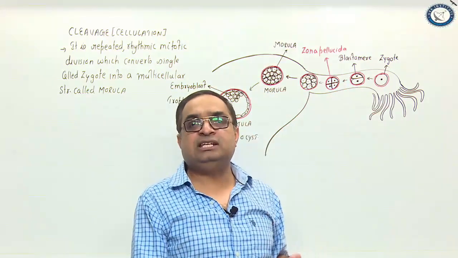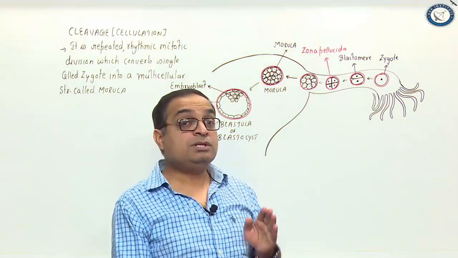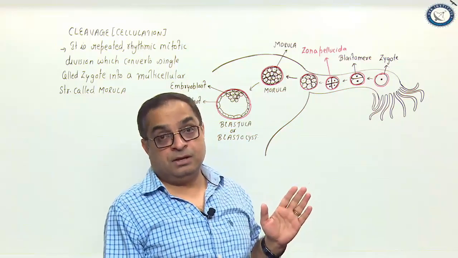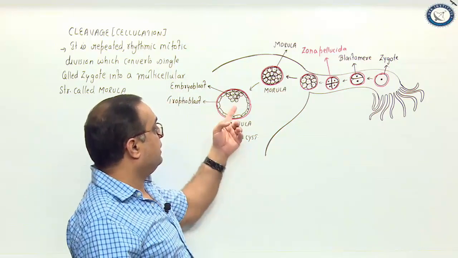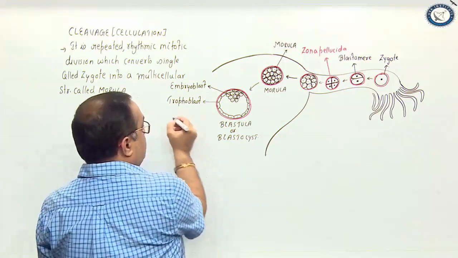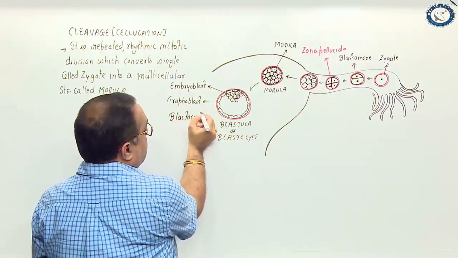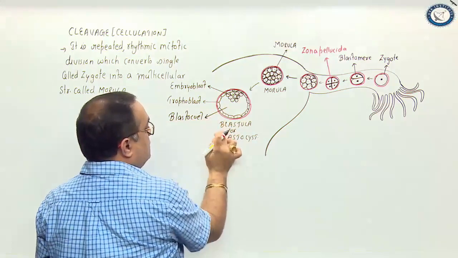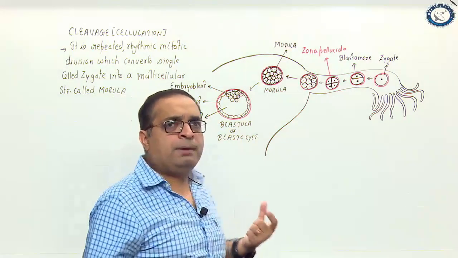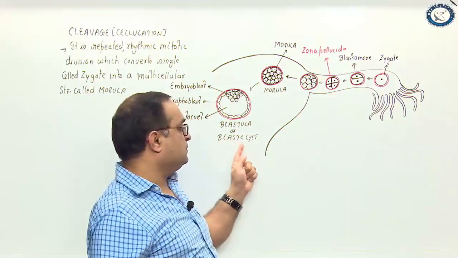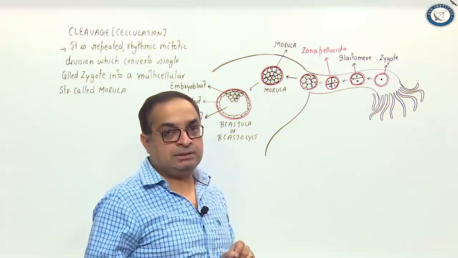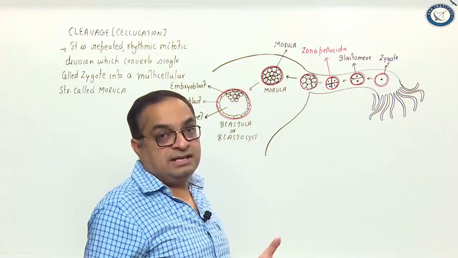It has 16 cells. It is without any central cavity. When the cavity starts developing, the cavity is called blastocele. So when the cavity develops, then this structure is called blastula or blastocyst. The term blastocyst we use in case of mammals. So let's see what is cleavage.